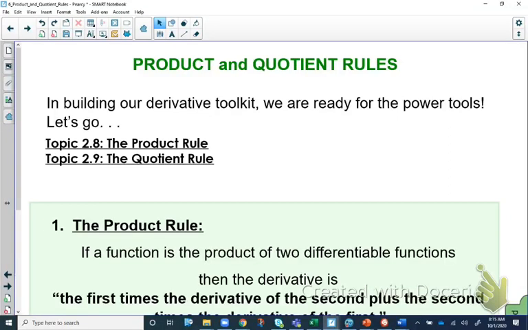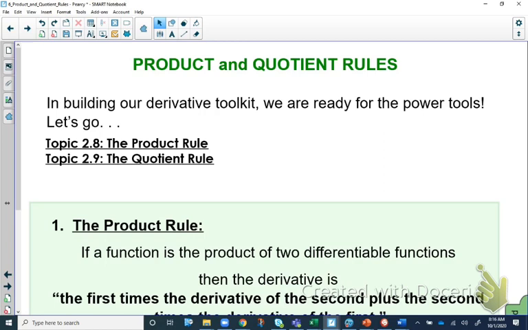Hey everybody, this is Mr. Piercy and welcome to Lesson 6 in Unit 2 on differentiation. Today we're going to be taking a look at the product and the quotient rule. This is going to build off of the general rules for differentiation that you would have seen in Lesson 5.